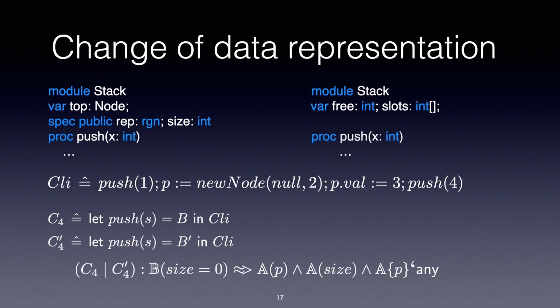All right, so a change of data representation. This is a slide that we have seen before, but this is just as a reminder. So we have the module stack with two different implementations, one with a linked list and the other one as an array. This is the client. This is the linked client with the two implementations, and finally this is the relational formula that we want to prove of the split biprogram C4 C-4.